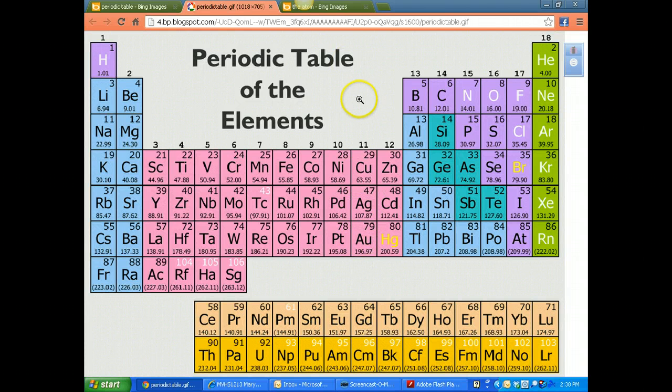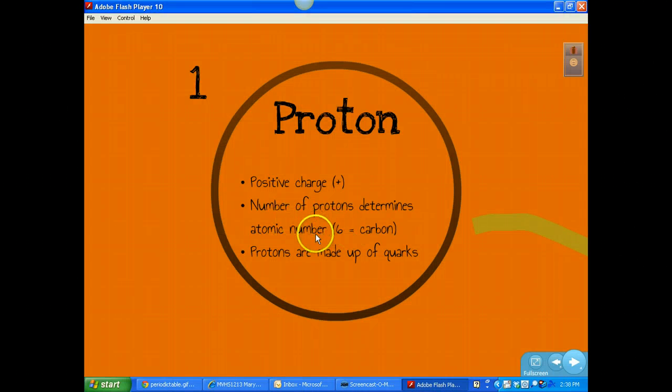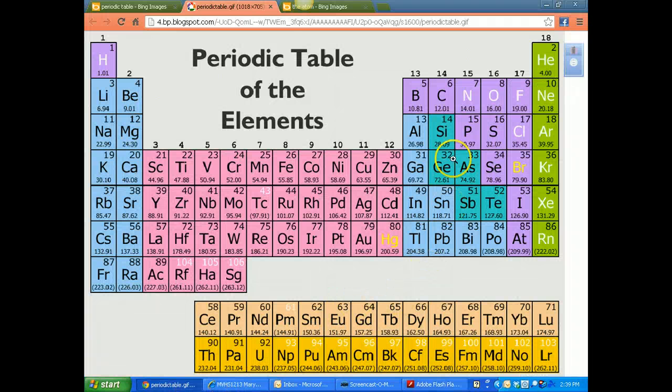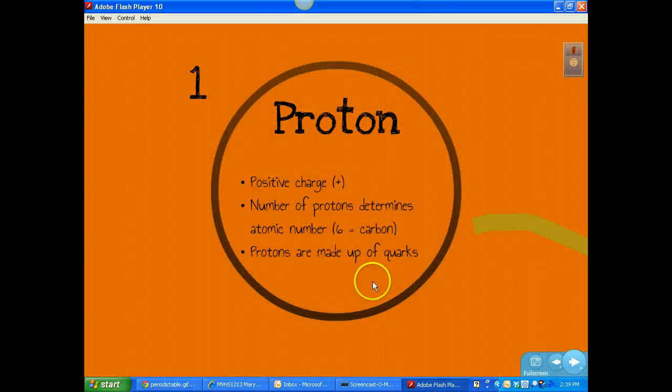All right. So that's protons. All right. They identify the element. It's called the atomic number. They're the same thing. Carbon has an atomic number of 6. It has 6 protons. Back to here. Carbon has 6 up here. It's the atomic number. 6 protons. Okay? Pretty simple.